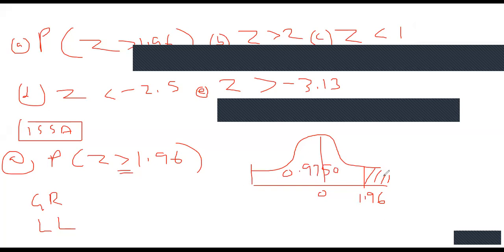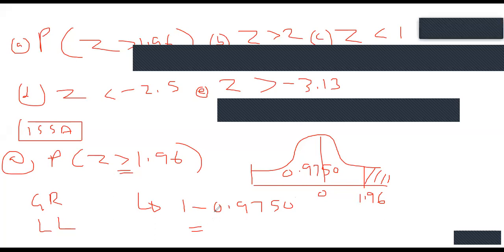So how do we get the small shaded region? Remember what we said? We subtract 1 minus 0.9750. What do we get? One minus 0.9750, we get 0.025. This could be about 2.5%. All right.